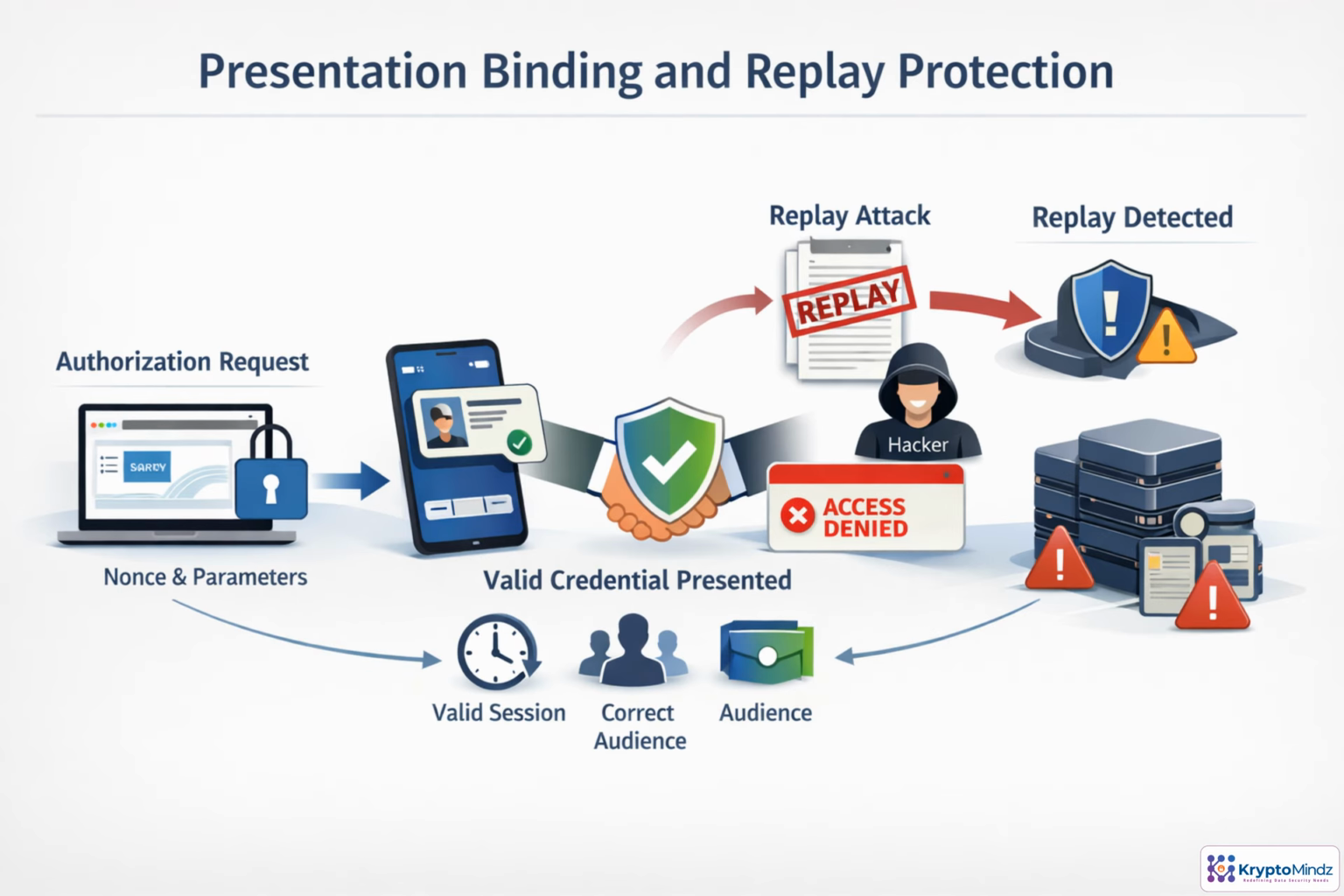Binding a presentation to a specific request ensures every response proves it belongs to this exact session. The relying party issues an authorization request with a nonce, state, audience, and redirect URI. The wallet signs and returns a presentation referencing those values. The verifier then recomputes. Does this response map to that authorization request within the expected time window and transaction? If anything mismatches, it's treated as a replay attempt and rejected, and a security log entry is created.